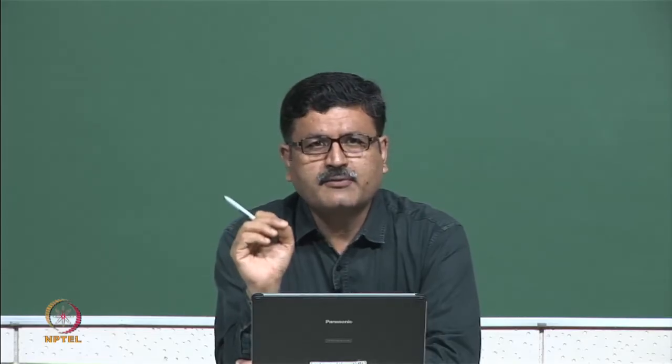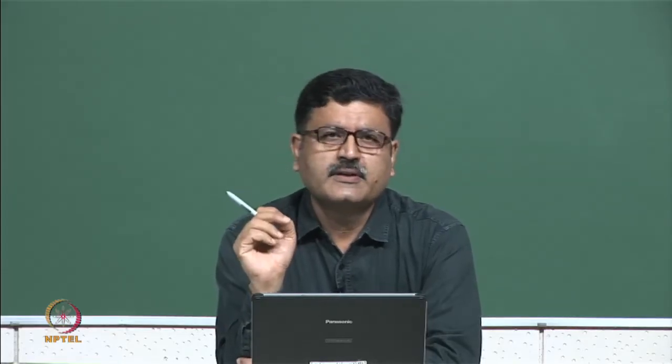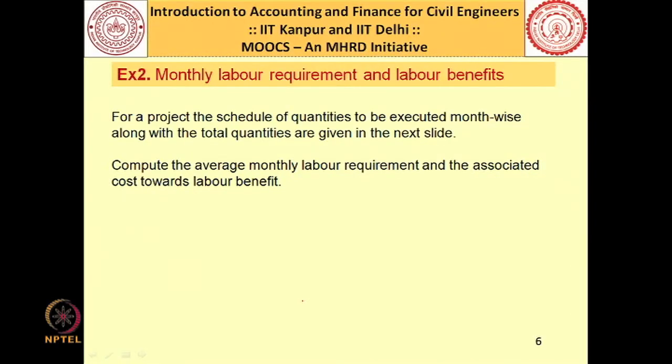So, we will check each of these components one by one, and we will see how we take care of these heads. So, let us try to work out the monthly requirement and labor benefits for a particular project. For this, we are given the schedule of quantities, and we are also given the month-wise split of quantities, and we are supposed to find the average monthly labor requirement and the associated labor benefit that we have to incur.